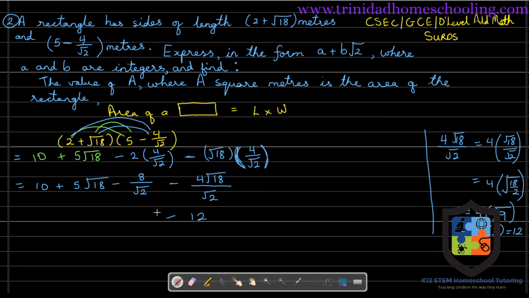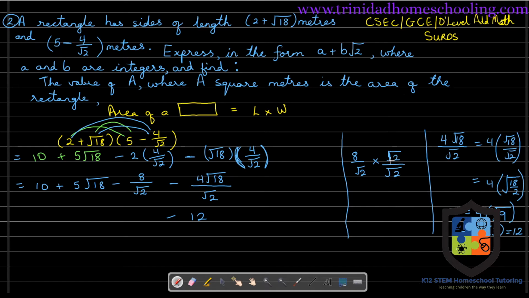Now look at this part here. We don't want this root of 2 to be a denominator, because if we look at our final form, we have no root of 2 in our denominator. So how do we get rid of a surd or a square root from the denominator? We are just going to simply multiply by the root of 2 over the root of 2.